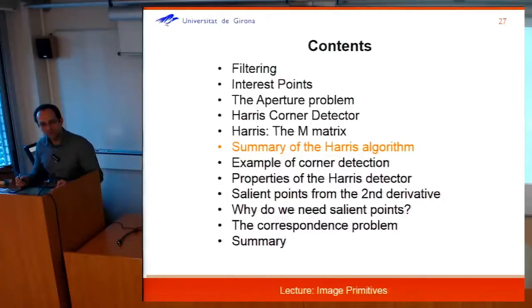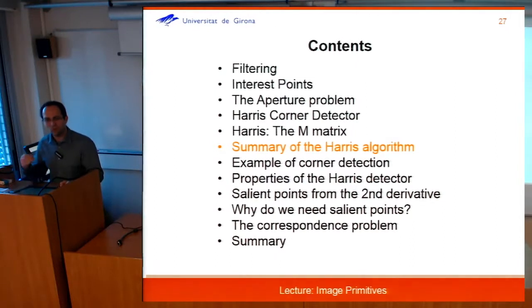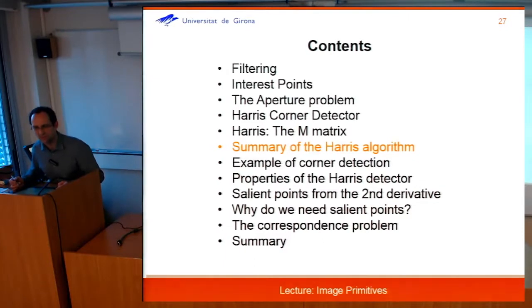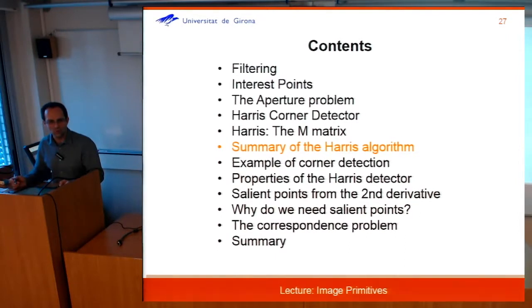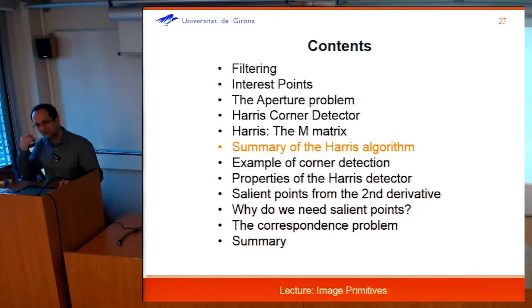Now let's summarize the Harris algorithm. What are the steps that need to be followed? And then we will ask a few questions about this. Is this working always? When is this not working? Like in the case of Moravec, we saw the slanted edge and this was not working. Okay, we're going to reflect a little bit about this.